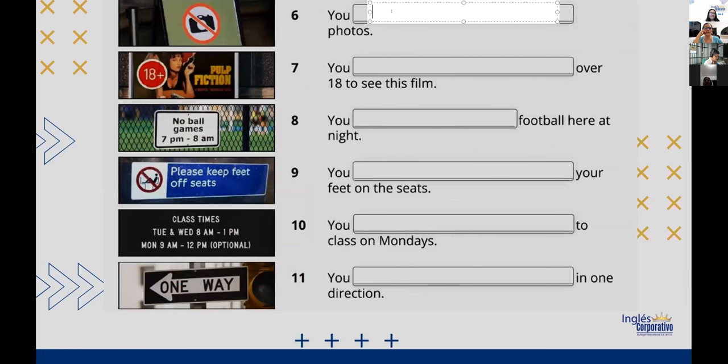You can't take photos here, right? Or you aren't allowed to take photos, right? For example, we say this in museums. You can't take photos. You aren't allowed to take photos. Especially when there's flash, they say that the pieces of art can get destroyed or deteriorated, right? Next.